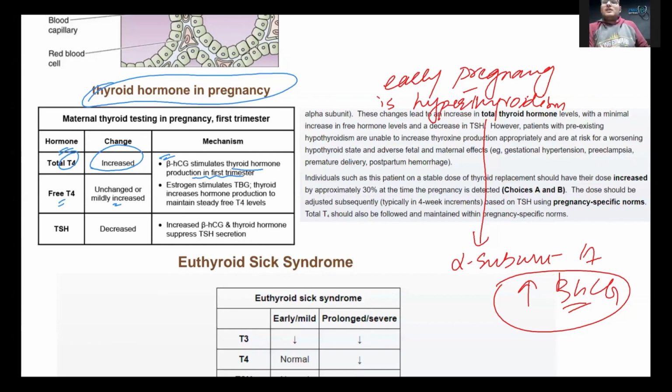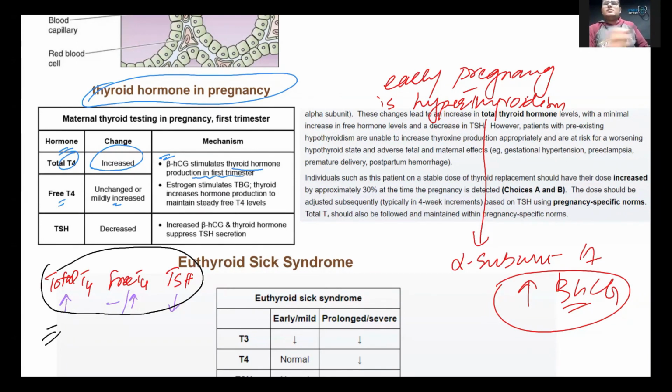So remember, they will give you an arrow question. They will ask you about total T4, free T4, and TSH. Remember, this is the right arrow answer: total T4 increased, free T4 no change or increased, TSH decreased. This is the right answer. Most likely in Step 2 and Step 1 they ask like this. Is that clear?